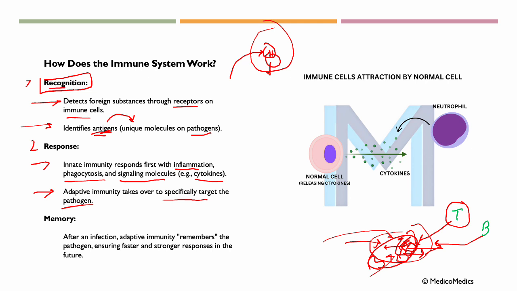So we've had recognition, we've had response, and then we have memory. So after an infection, our adaptive immunity remembers the pathogen. This ensures faster and stronger responses in the future. So in layman's terms, your immune system recognizes bad guys, attacks them, and remembers them for the future.